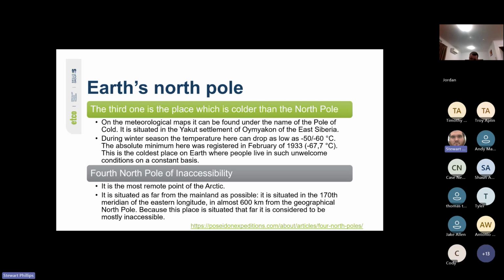Cool. So the fourth pole, the North Pole of inaccessibility. It is the most remote point of the Arctic. It's situated as far from the mainland as possible, on the 170th meridian of eastern longitude and almost 600 kilometers from the geographical North Pole. Because this place is situated that far, it is considered to be mostly inaccessible. This is stuff that's cool to know, but you guys don't need to worry about it.